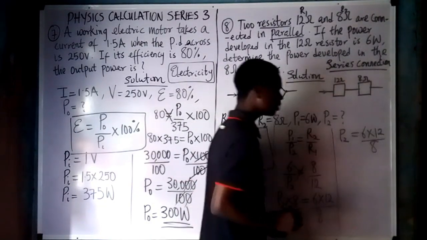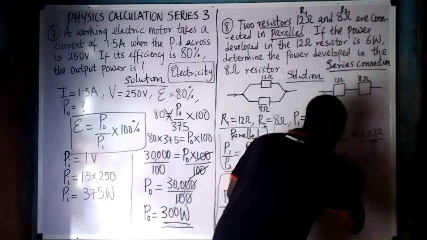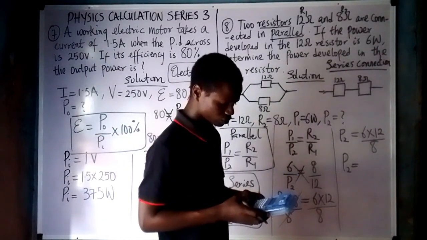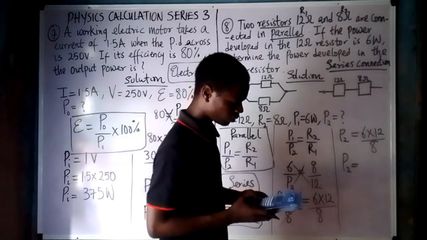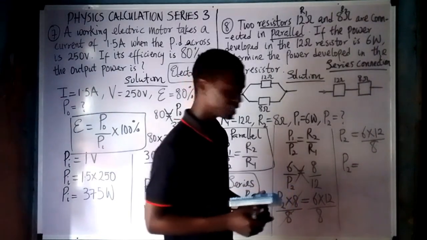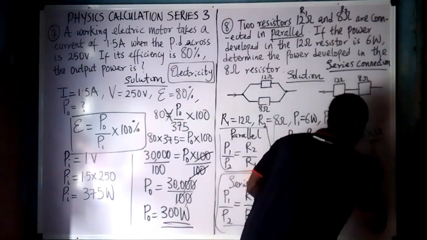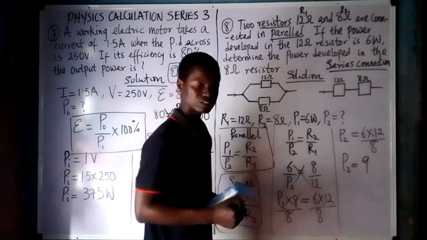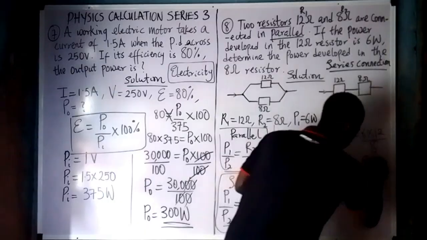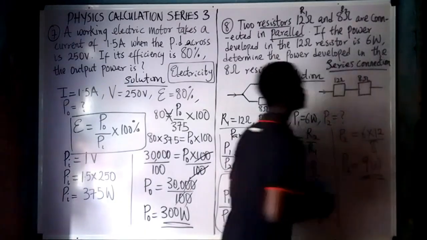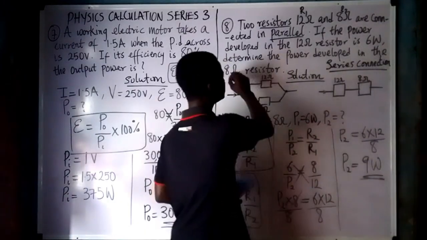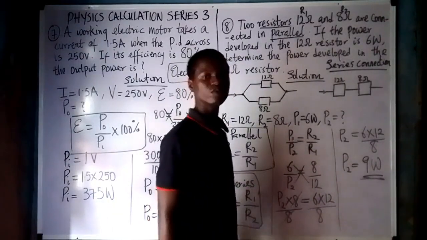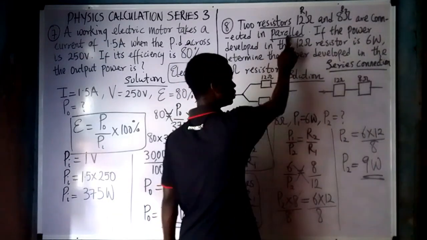So basically, let's get our final answer. P2 will now be equal to 6 times 12, which is 72, divided by 8. The answer is exactly 9. Because it's power, the unit is watt. So in essence, the power that is developed in the 8 ohm resistor is 9 watts, courtesy of the fact that they were connected in parallel.